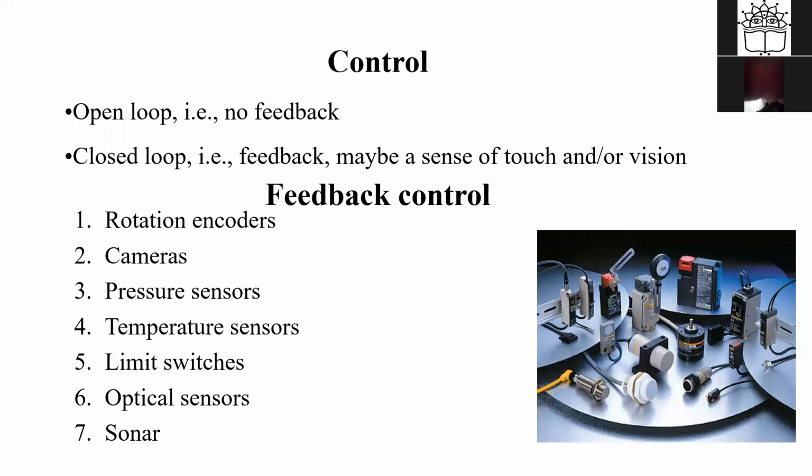Now controls are of two types: open loop and closed loop. As you know very well, in closed loop there is feedback and a connection between output and input. So what are the different types of feedback controls? One is the rotation encoder, right? Then we use cameras. Then we use pressure sensors, temperature sensors, some limit switches, some sonar sensors, and optical sensors, right? Sonar is connected with sound, optical is connected with light.